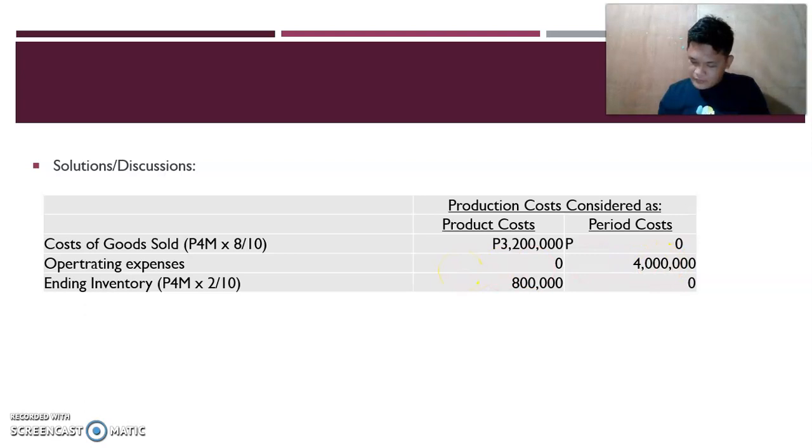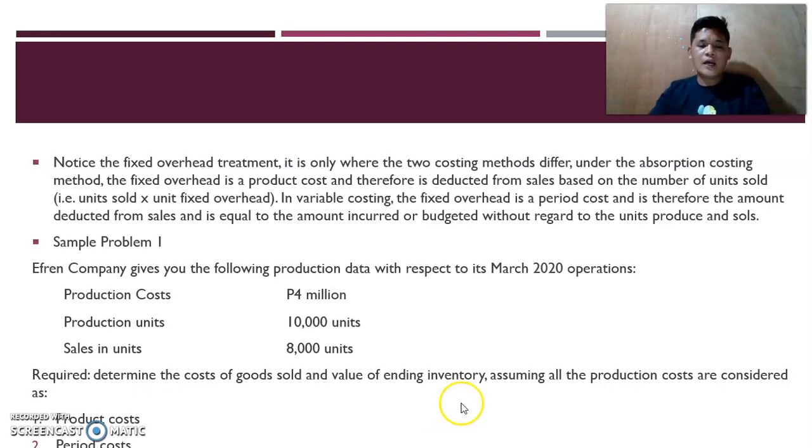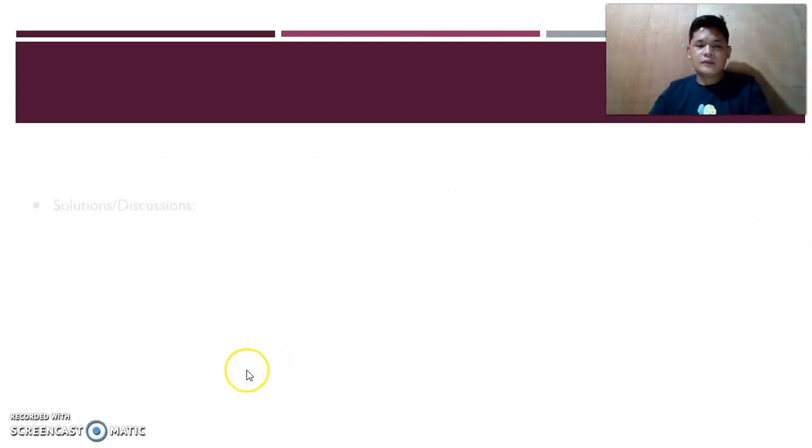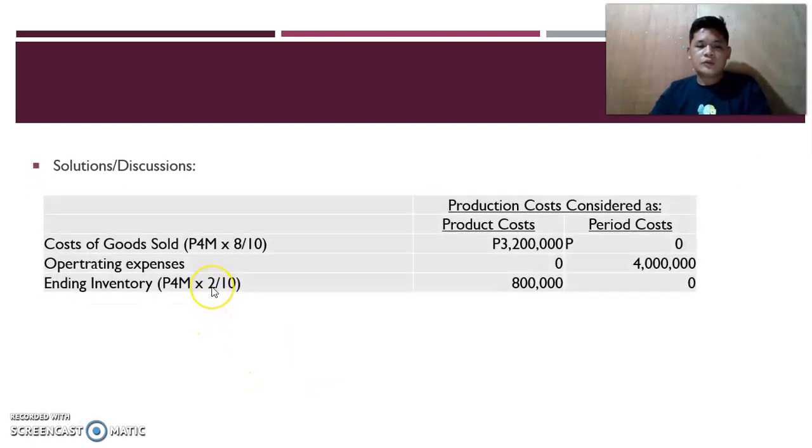Operating expenses. So, the operating expenses will be 4 million. And next will be ending inventory. So how to get for the ending inventory? Hindi ba class 10,000 lahat ang na-produce? 8,000 lang yung nabenta. Ibig sabihin, meron pang natirang 2,000 units. So, magkano ang cost ng 2,000 units? 2,000 divided by 10,000 times 4 million. That will be 800,000. So, that will be your product costs. So, ito pa yung cost nung natirang 2,000 units.